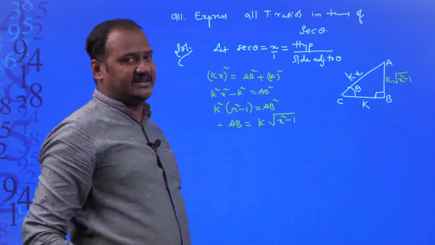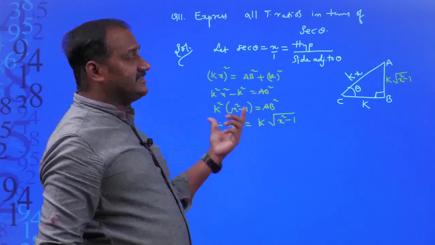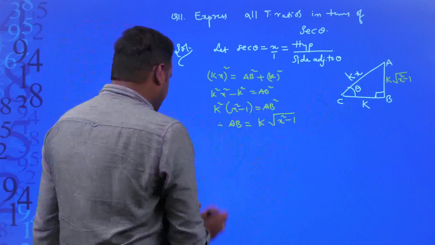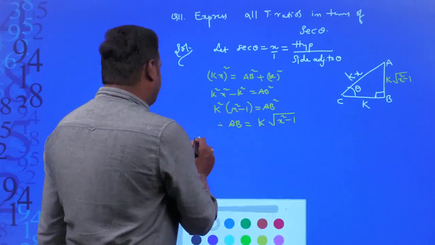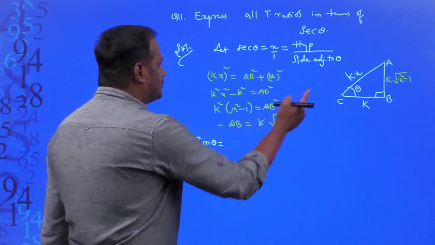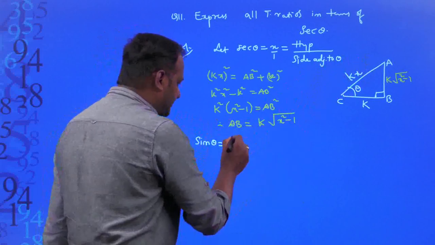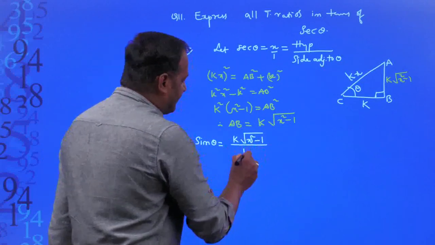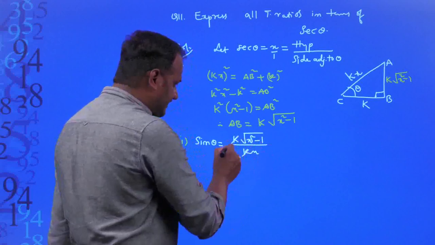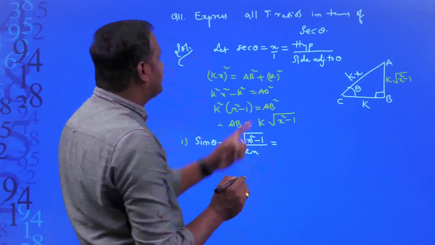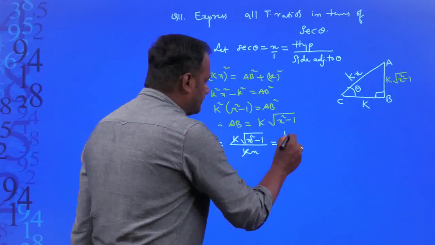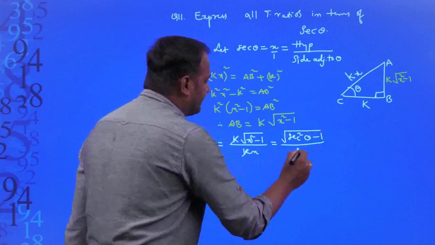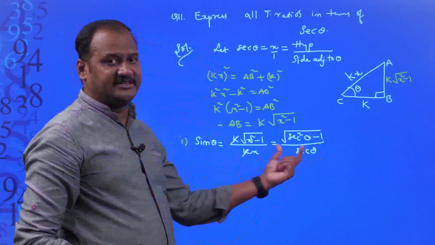Now, I know all three sides of the right angle triangle. I can easily find every single trigonometric ratio in terms of secant, right? First one. What is the first one? Sin theta, right? What is the definition of sin theta? Side opposite to theta by hypotenuse. What is the side opposite to theta? K into root over x square minus 1, divided by Kx. K and K get cancelled. Root over x square minus 1, but x is equal to what? Secant theta, right? So, I will write it as root over secant square theta minus 1, divided by secant theta. This is the value of sin theta in terms of secant theta.